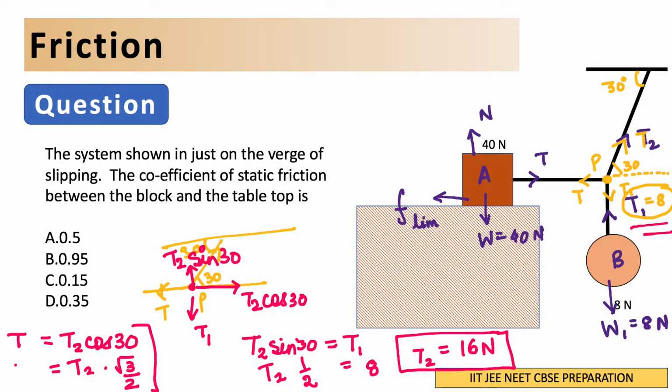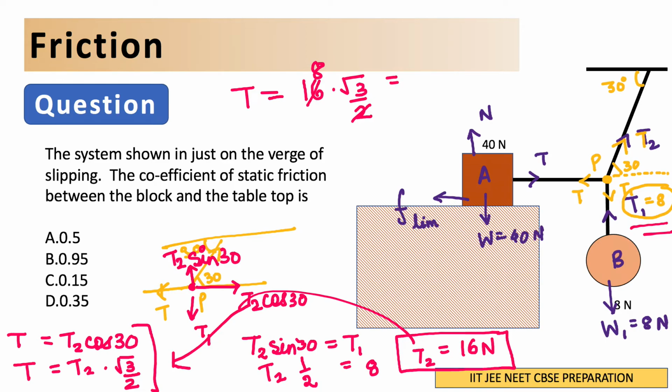Now I can find out what is the value of T, right? Just place it in this equation here. So what do you get? I'm writing at the top, look here, T is equal to, T2 is 16 Newton, so 16 times root 3 by 2. So this becomes 8 root 3. And so this is T.